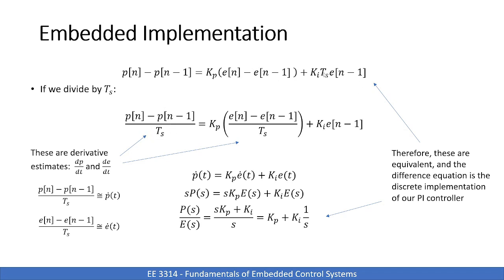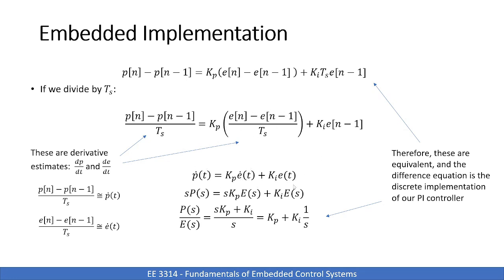So this difference equation, when you divide by TS, you see basically this is kind of an estimate of the derivative of P, and you have Kp times the estimate of the derivative of E, and then plus Ki times the error, right? So if we write that back in terms of the equivalent of a continuous system, this is the derivative of P, so we could write that as P dot. This is the derivative of E, so write that as E dot. And of course this is E.